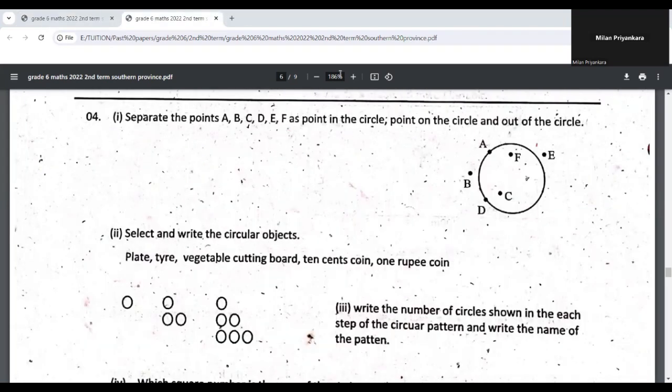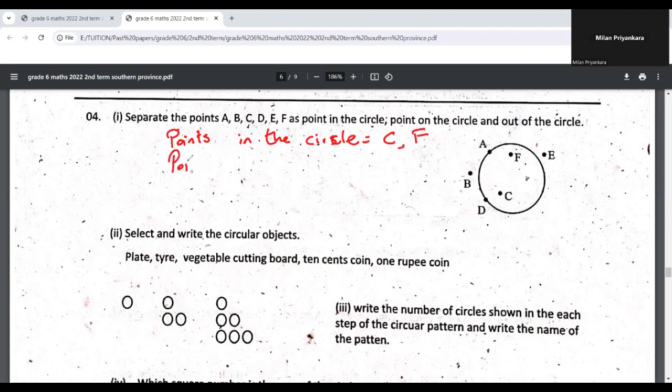Okay, dear students, let's go to question number 4. In here, separate the points A, B, C, D, E, F as points in the circle, points on the circle, and out of the circle. Right. So first I will take points in the circle. In the circle, it is very simple. If it is in the circle, you need to see that they are inside the circle. So as I see, the points in the circle are C and F.